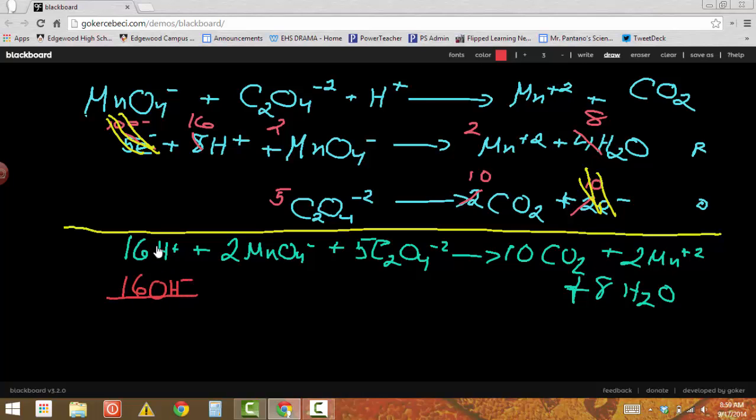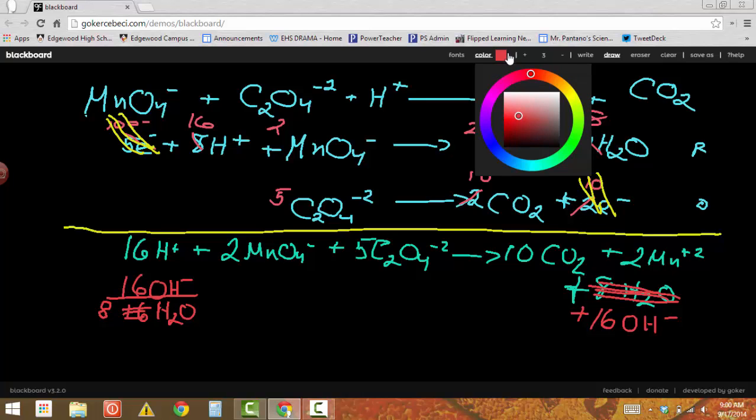Now when I add 16 H plus and 16 OH minus, I get 16 water on this side. That gets rid of the H plus on this side. But whatever I do to this side, I have to add over here. So I'd have to add 16 OH minus to this side as well. And I've got nothing to react it with, nothing to cancel it out with, so it's just going to stay. But now I also have 16 water, and I have 8 water over here. So these 8 water are going to go away. These 16 water are going to become 8 water, because 8 of them will cancel on both sides.